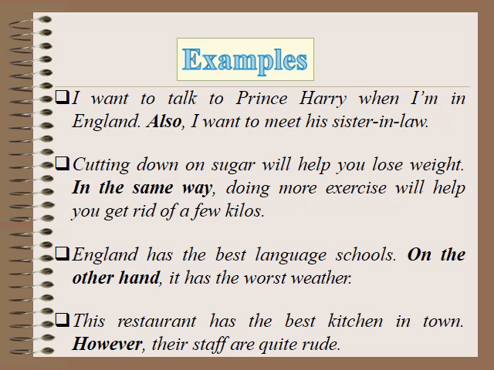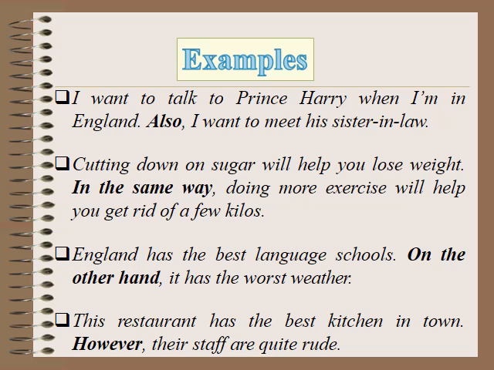For example, in example number 2: cutting down on sugar will help you lose weight. Period. And the connector, in the same way, this is the connector with the other sentence. Doing more exercise will help you burn off a few kilos. Example number 3: England has the best language schools. The connector, on the other hand, it has the worst weather.